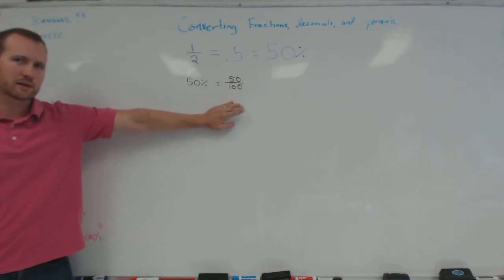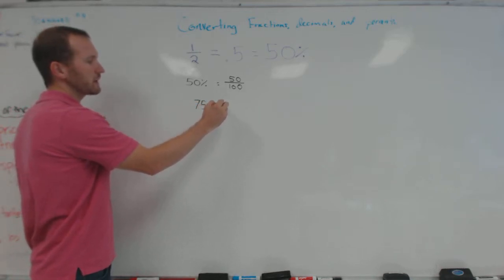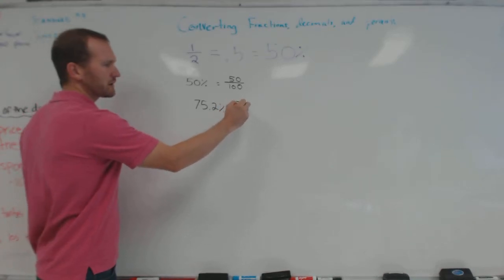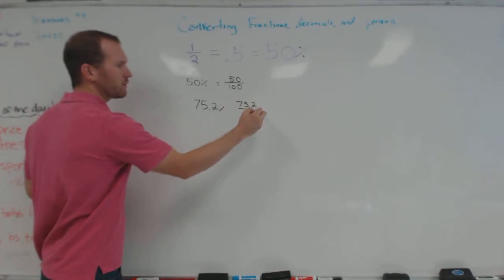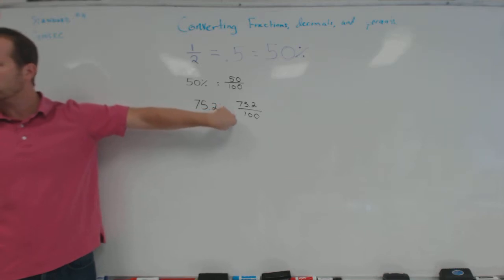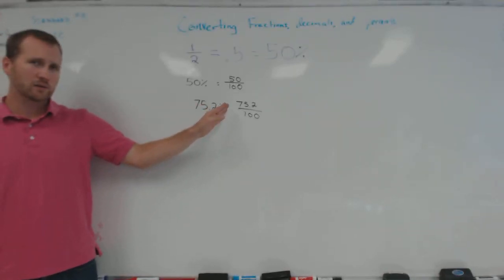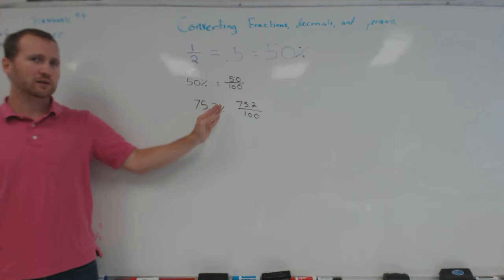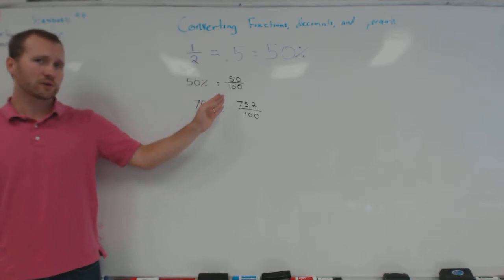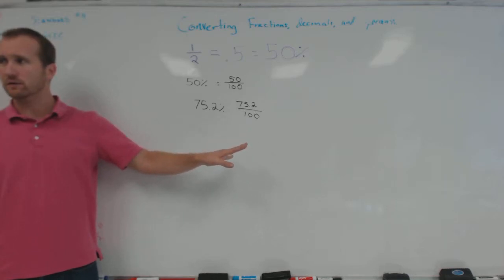The problem is, when you get a number like this, 75.2%, this looks really weird. 75.2 over 100? You usually don't have decimals in your fractions. So this is possible. You can do it this way. I think it's just easier to convert the percent to a decimal first, and then convert the decimal to a fraction. So that's what I'm going to teach you guys to do.